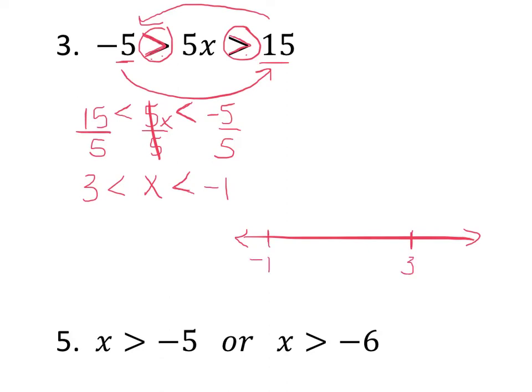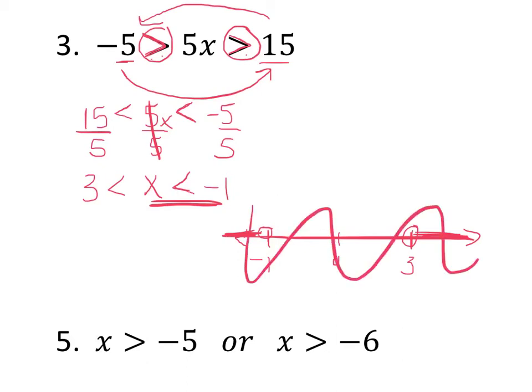And what this is saying is that x is greater than 3. So it's over here, right? And there's an open circle. But x is also less than -1. Well, less than would be over here, an open circle. Okay. Can that happen? Can it be greater than 3 and less than -1? No, because it never overlapped. So this is what we call a no solution.